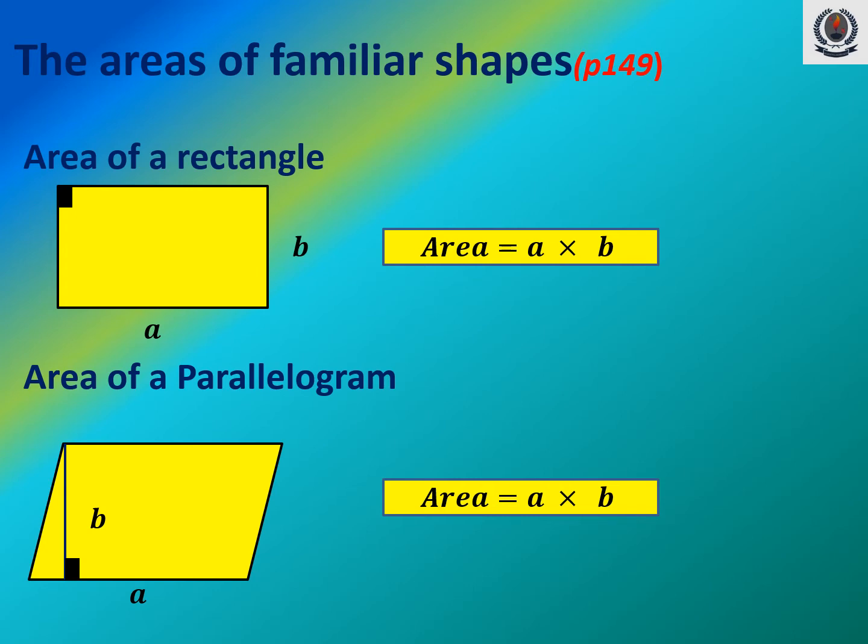The areas of familiar shapes. Now we know the area of the rectangle. How to find it? Length multiplied by the breadth. In this case, length is A, breadth is B. Therefore, area is A multiplied by B. Area of a parallelogram: the length of the base and the perpendicular height multiplied together give the area of the parallelogram. Here the length of the base is A, perpendicular height is B. Therefore, the area of the parallelogram is A multiplied by B.